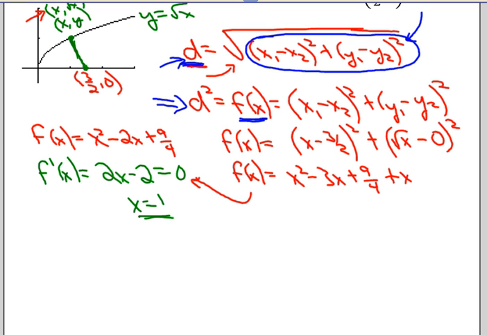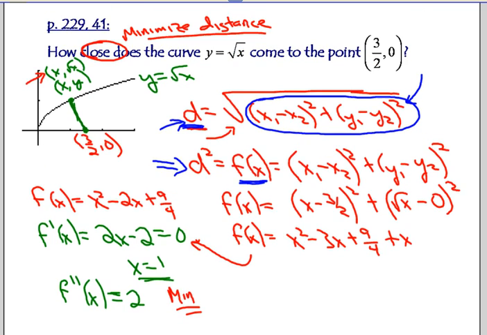Is that really a min? I don't know. Let's take the second derivative. The second derivative is 2. The second derivative is positive, meaning the graph of my function is concave up. So by the second derivative test, I truly have found a minimum. And that was our only critical point for our function. And since it's a minimum, that has to be the absolute minimum. Now let's go back up and make sure we've answered the question.